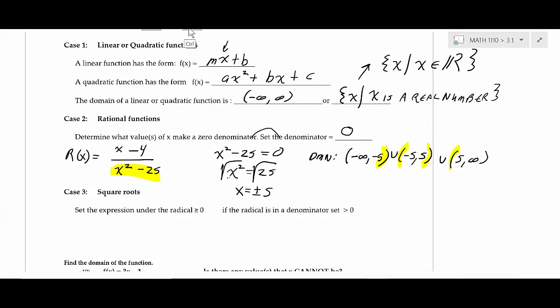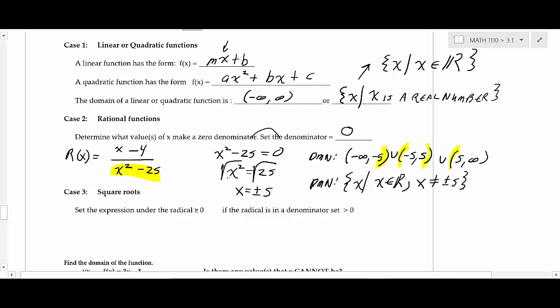Now, if you do it in set builder, this is good enough. You can just say set of x, x is a real number. Then comma, you just say x is not equal to plus or minus 5. So you really have to say it's a real number, but it can't be equal to those two numbers.